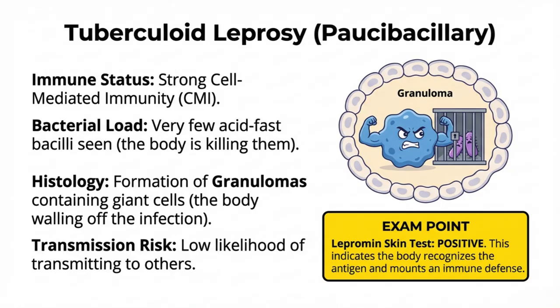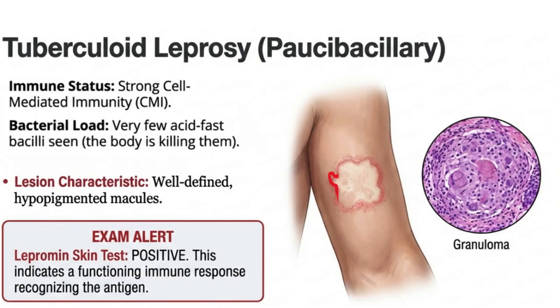Tuberculoid leprosy. Tuberculoid leprosy is characterized by strong cell-mediated immunity. Because of this strong immune response, very few acid-fast bacilli are seen in lesions, making it a paucibacillary form. Histologically, granulomas with giant cells are formed as the body attempts to wall off the infection. Clinically, patients develop well-demarcated hypopigmented macules with significant sensory loss. The transmission risk is low. The lepromin skin test is positive, indicating that the immune system recognizes the antigen and mounts a response.